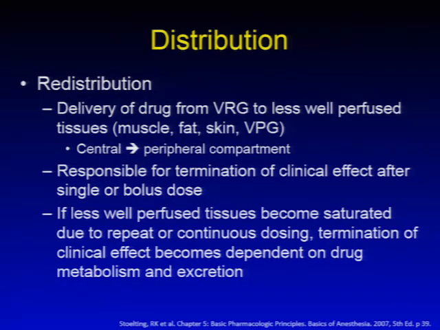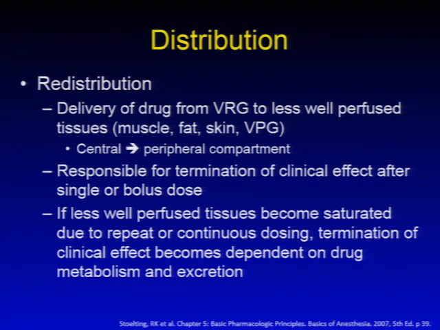And it is this redistribution which I want to talk about. This is delivery of drug from the vessel-rich group to the less well-perfused tissues such as muscle, fat, skin, and the vessel-poor group. In other words, the drug is redistributed from the central to the peripheral compartment. And it is this redistribution which is responsible for the termination of clinical effect after a single or bolus dose.